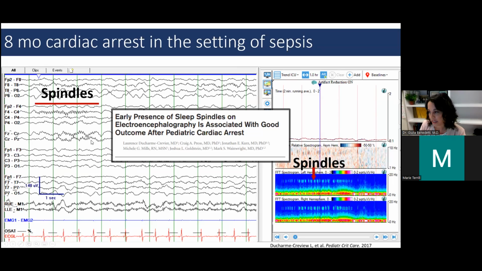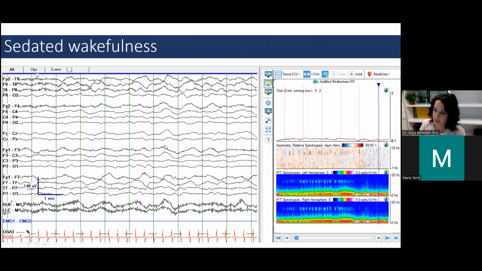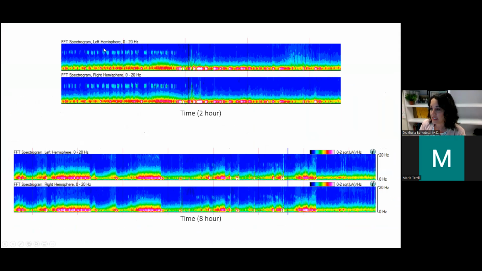There's a nice publication that has shown that sleep spindles are associated with good outcome after pediatric cardiac arrest. So this is something I love to see. This is her during sedated wakefulness during this part of the graph. So if we look at our 2-hour trend, we can see, oh yeah, she has some really nice state cycling with N2 sleep and wakefulness. You can zoom out even further to an 8-hour time scale and see really nice state cycling.